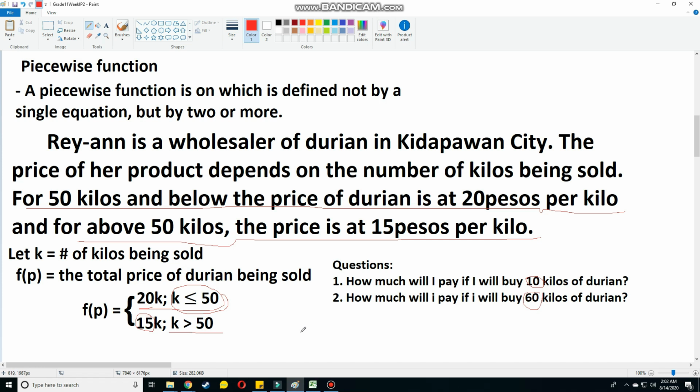And if there are further questions, we could use this function to answer those questions. And this is an example of a piecewise function.